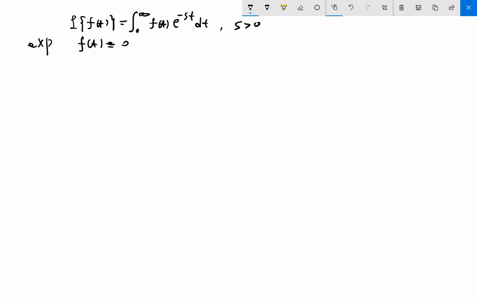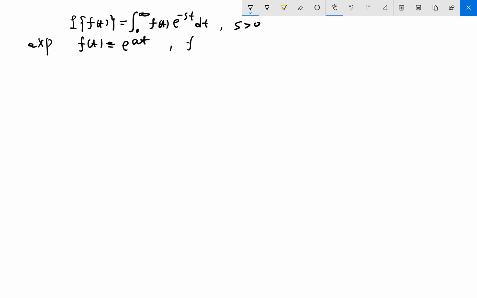Okay, now let's look at another example. Let me put the Laplace transform definition here. Everything is about the definition, with s positive. Now, the next example is f(t) equal to e to the at.